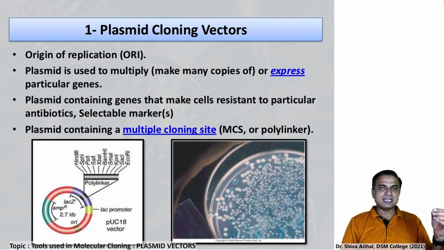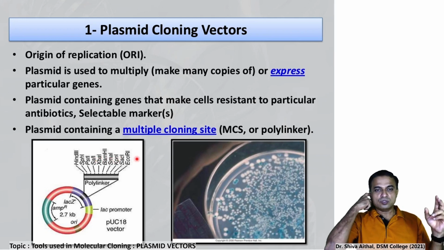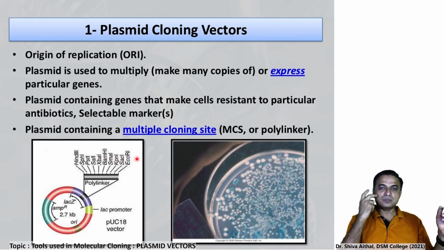Just a brief recap once again. The plasmid cloning vectors should have a replication origin gene. It should be able to make multiple copies of itself and express the gene which is inserted. Then it should contain certain marker genes, meaning selective and counter selective markers, preferably in the antibiotic resistance area. And it should have multiple cloning sites. As you can see here, this small segment of the DNA is capable of being cut by 1, 2, 3, 4, 5, 6, 7, 8, 9 and 10 enzymes. So this is called a multiple cloning site or MCS.